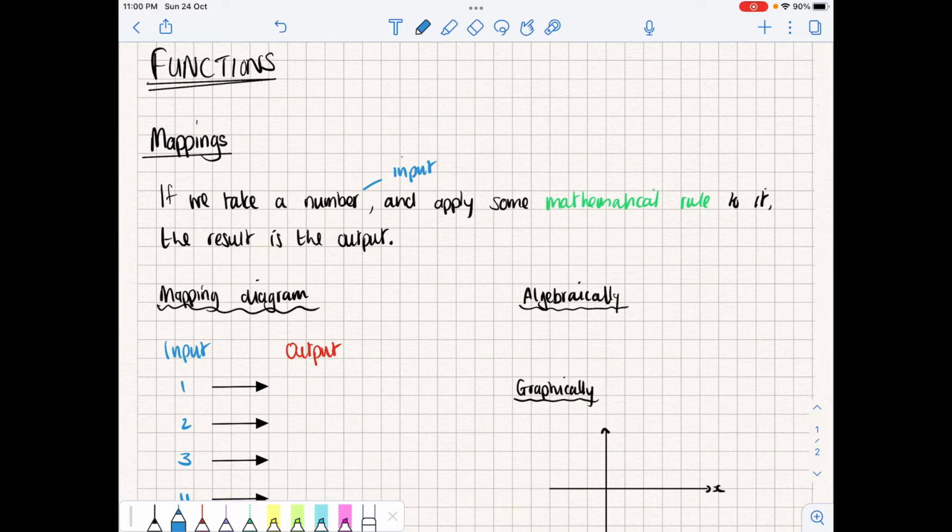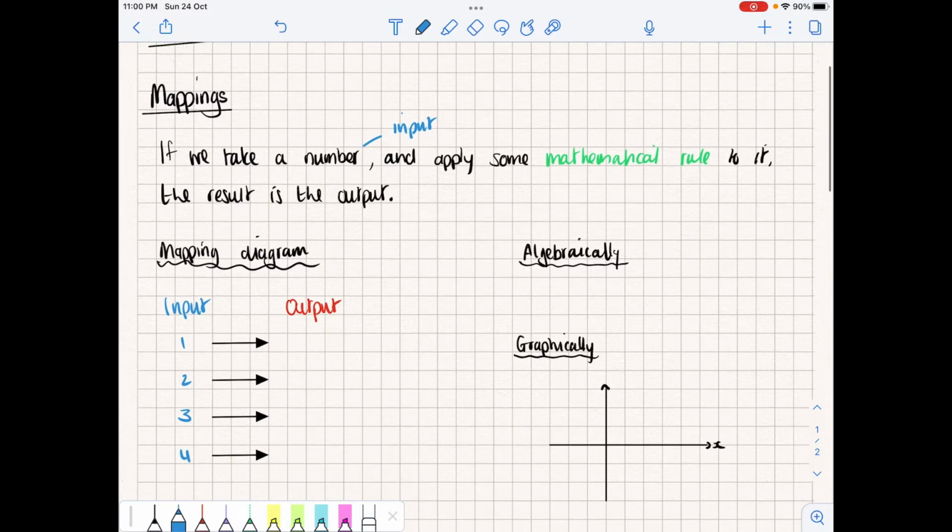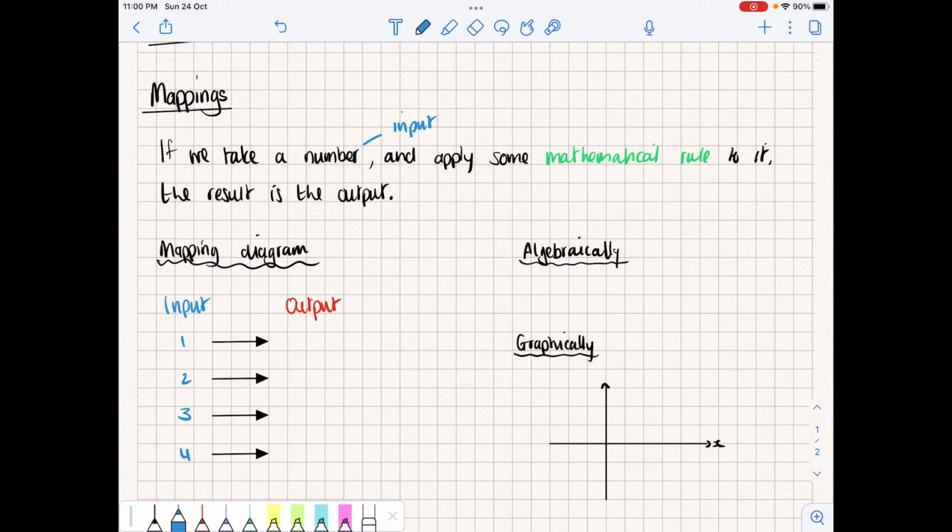We can either have a mapping diagram. So we can consider some input values 1, 2, 3, and 4. And if we applied some mathematical rule to it, we would get an output. So if I gave some output values, we could see that the mathematical rule being applied to all the input values is we're simply just adding 1. So in a mapping diagram, we could express it like this.